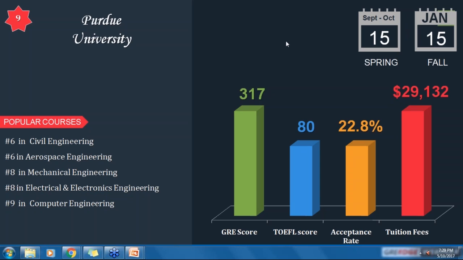Okay, the next one. Not many of you said TAMU College Station. Why did most of you say TAMU College Station? TAMU is really good for aerospace. TAMU is also good for mechanical.